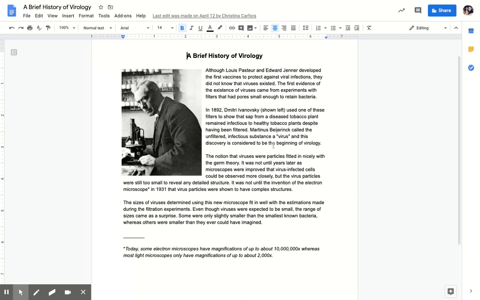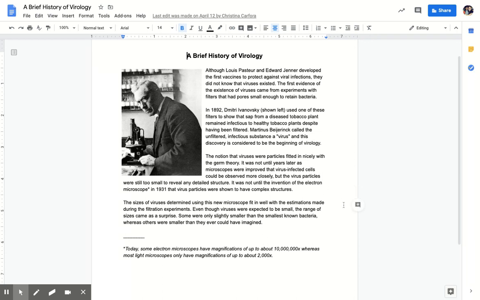Martinus Beijerinck called the unfiltered infectious substance a virus. And this discovery is considered to be the beginning of virology. The notion that viruses were particles fitted nicely with the germ theory.